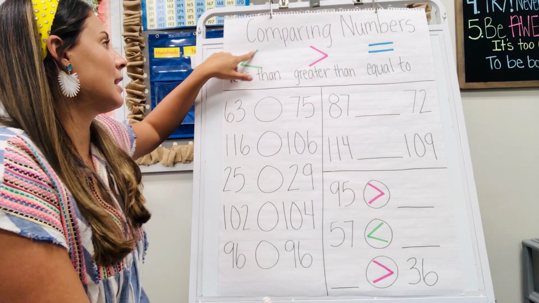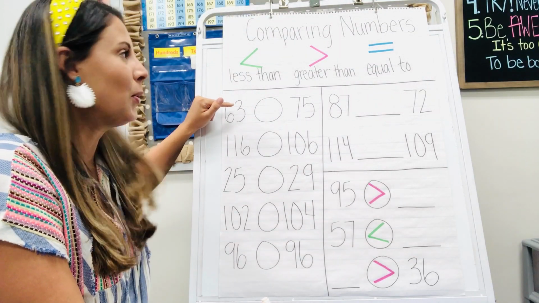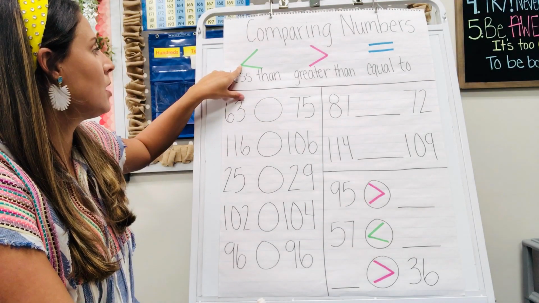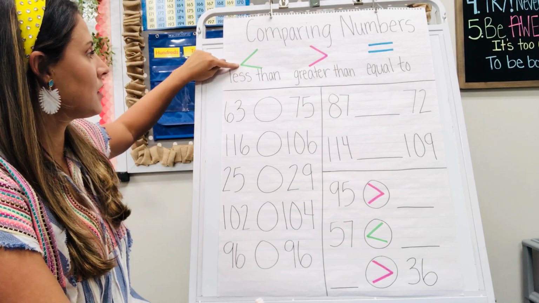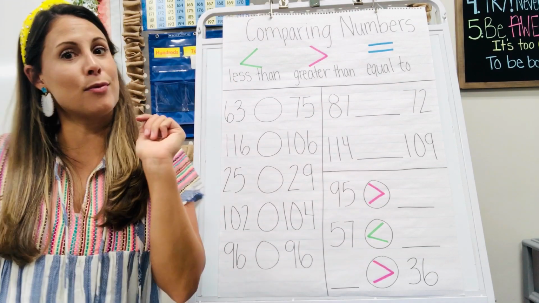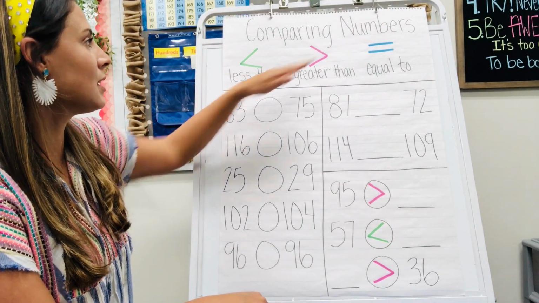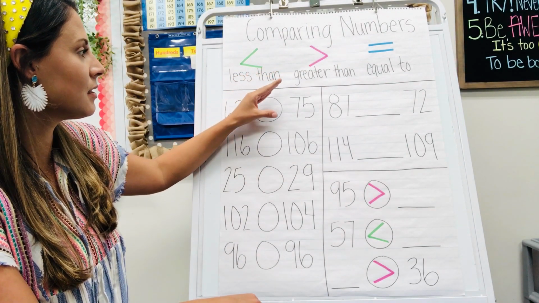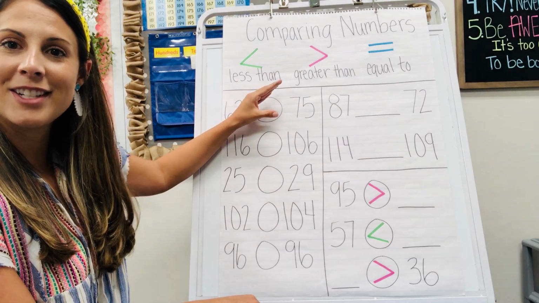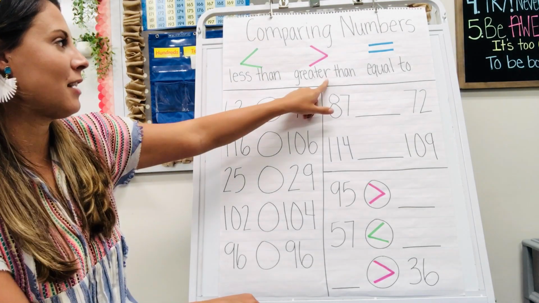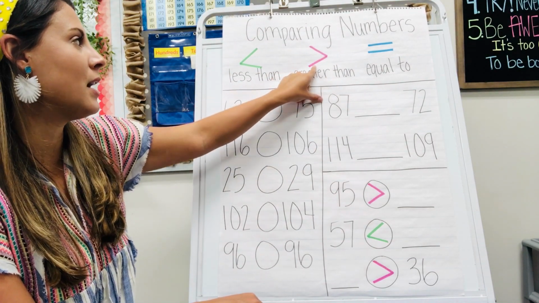This is the less than symbol. The less than symbol has the point on the right-hand side, and it's open towards the left. Can you do it with your hand? Good job.